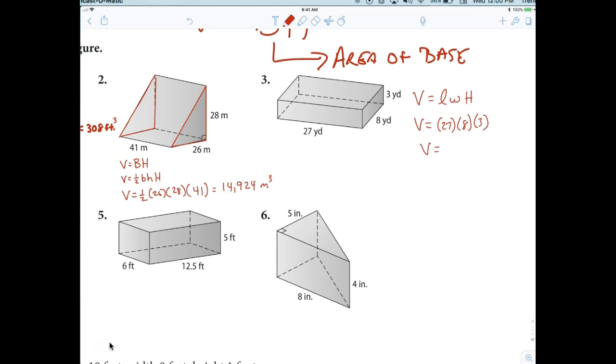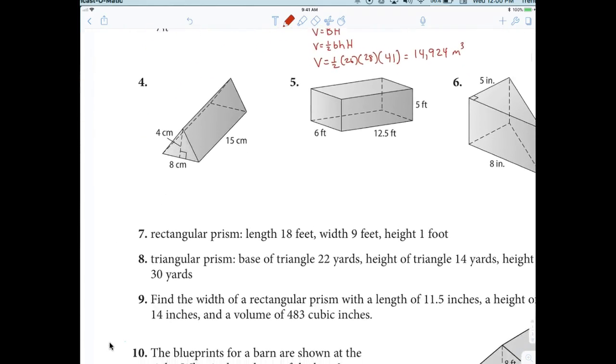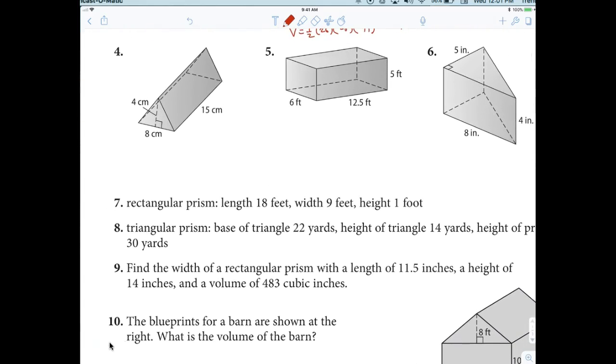Volume is equal to, Jessica. 648 yards cubed. Is that correct? Yes. Colin says it's correct, so you're good. All right, I'm happy with that. Number 4. Number 4 is called a triangular prism. It's called a triangular prism because the base is a triangle.